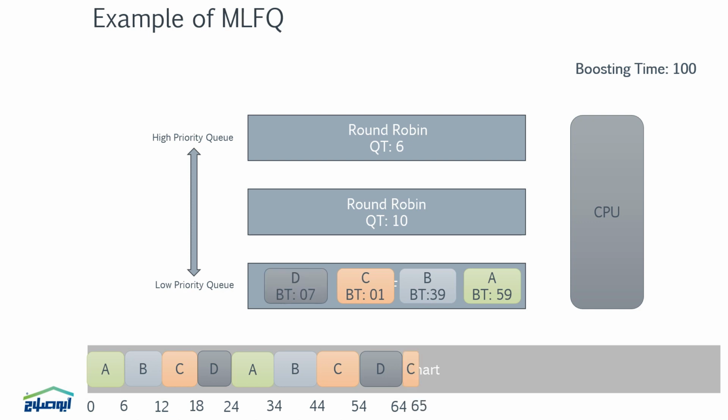The processor will start processing jobs in the queue, and since the last queue is preemptive shortest job first, we will start with Process C. It will be processed in 1 unit of time and then exit the queue. Next, Process D enters the CPU and is processed in 7 units of time.